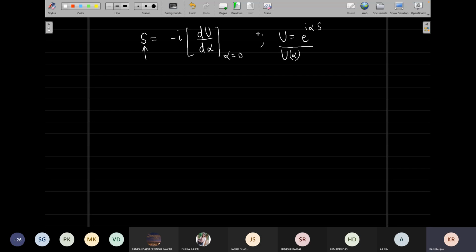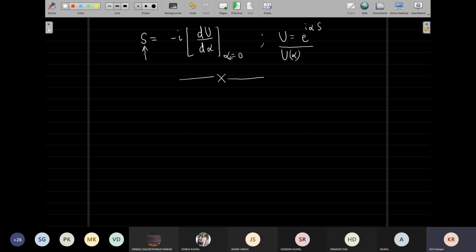Now, up to this point, it looks abstract. But what is clear from this point is that I can first find out S, and if I find out S, then I have found out my U. Or I can find out my U, and if I find out my U, then I can find out S.